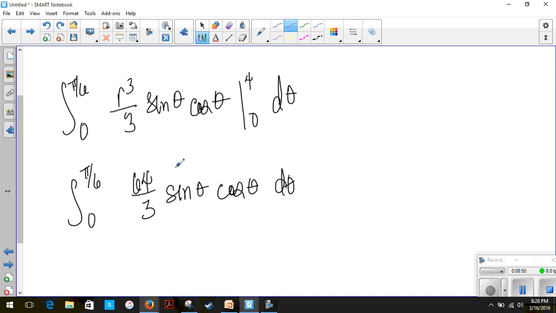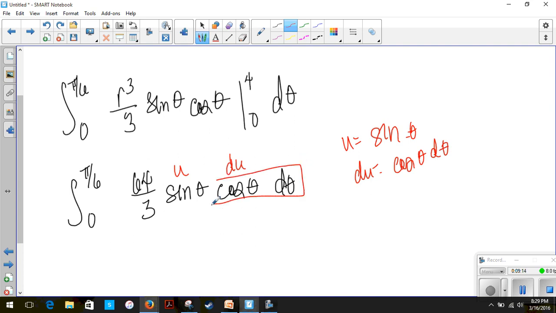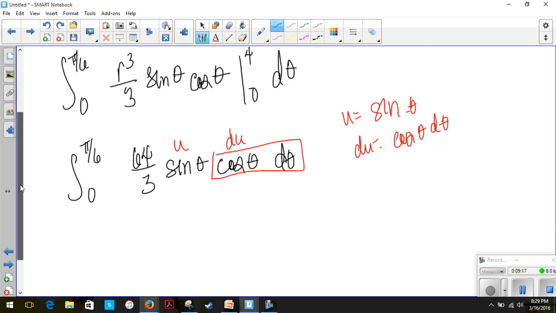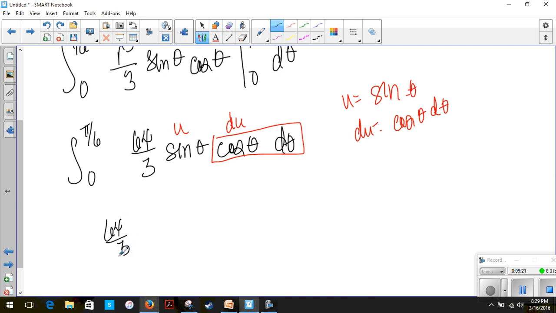And so let's make this u and this du, right? So u is this sine of theta, and du is cos of theta d theta. So all of this will come out, and I just have sine of u. So 64 over 3 times u squared over 2. I'm not even going to write it like that. I'll say sine squared theta over 2 from 0 to pi over 6.